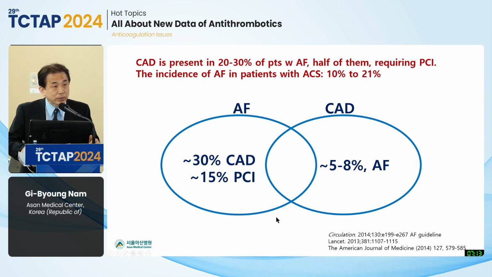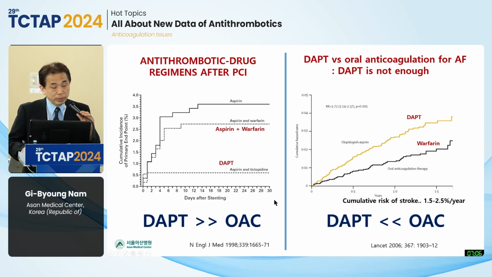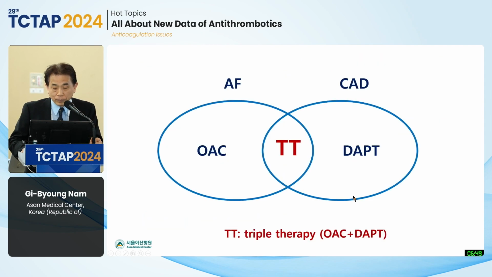AF and coronary artery disease overlap in a significant number of patients, and the problem in treating these two conditions is that for coronary artery disease or stent thrombosis, dual antiplatelet therapy does much better than oral anticoagulation. However, for patients with atrial fibrillation, oral anticoagulation is essential. For treatment of these patients, triple therapy seems to be the optimal antithrombotic management.